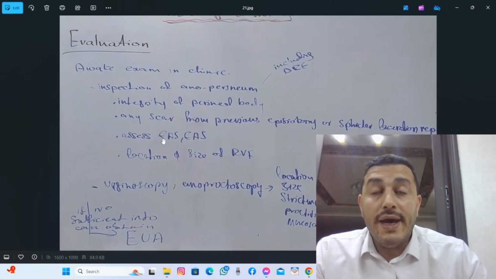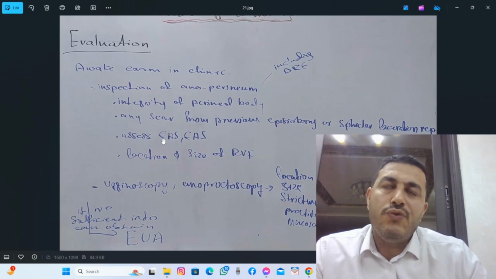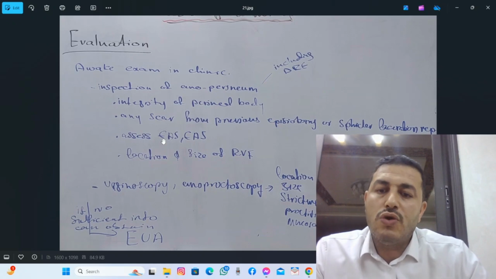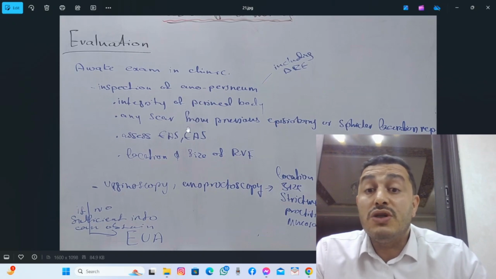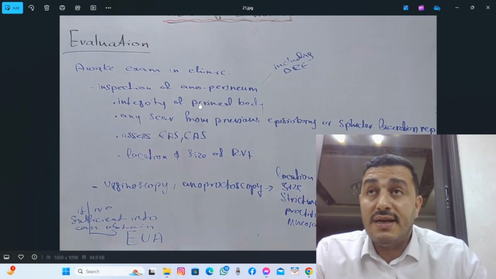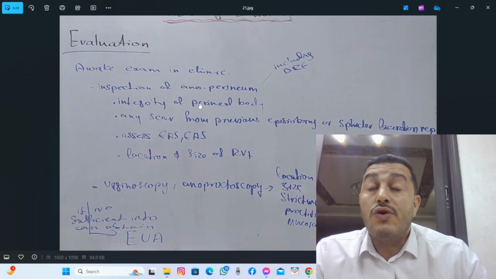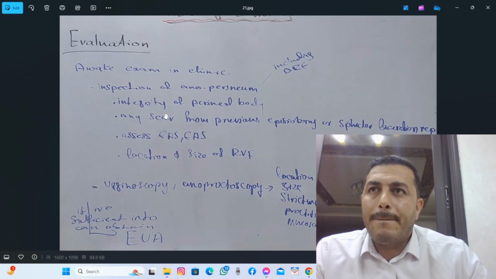So awake, we start with awake exam. Examination under sedation, we will see, if we have insufficient information from the awake exam, we go to exam under anesthesia. We start with inspection of the anoperineal region, including digital rectal exam. We may feel the tract, by the way. There will be a fibrous cord or a defect in the anterior vaginal wall. Okay, digital rectal exam and also PV.